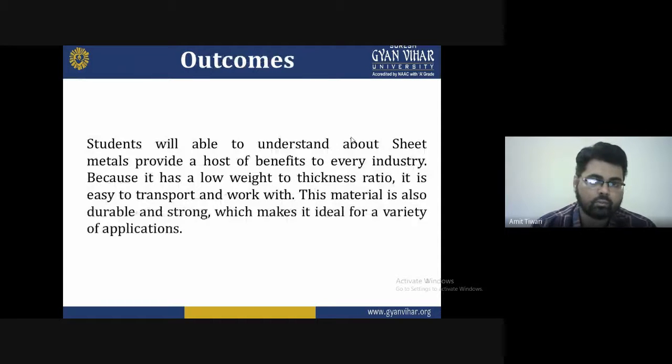Outcomes: at the end of this lecture, students will be able to understand that sheet metals provide a host of benefits to every industry because they have a low weight to thickness ratio. It is easier to transport and worth it. This material is also durable and strong, which makes it ideal for a variety of other applications. So these are some objectives of the lecture.